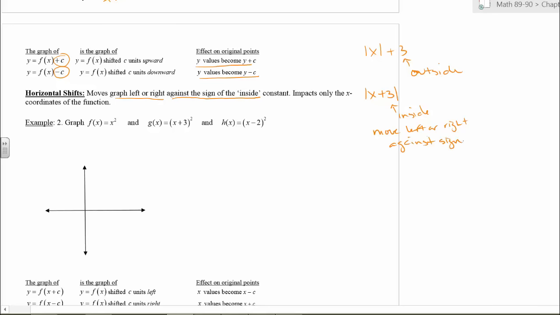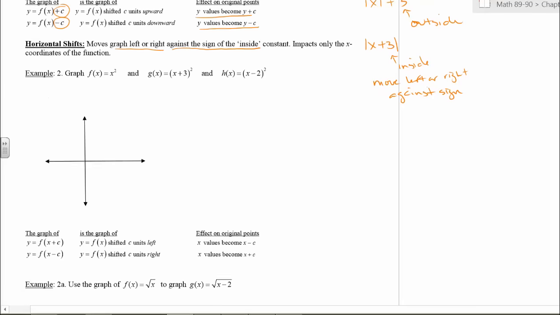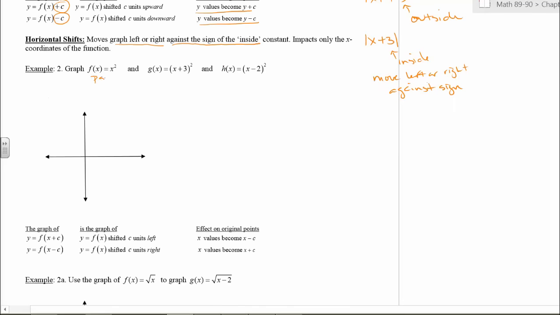So let's look at this next example. Example number 2, we have a parabola. We know this is a parabola because highest exponent is 2. And we know the points on that parabola that we follow are 0, 0, 1, 1, negative 1, 1, because we memorized that. And we start to graph.